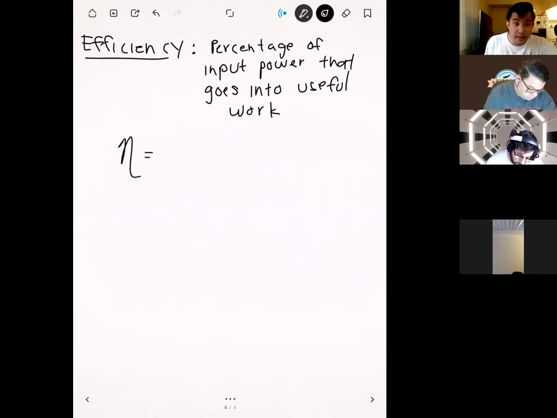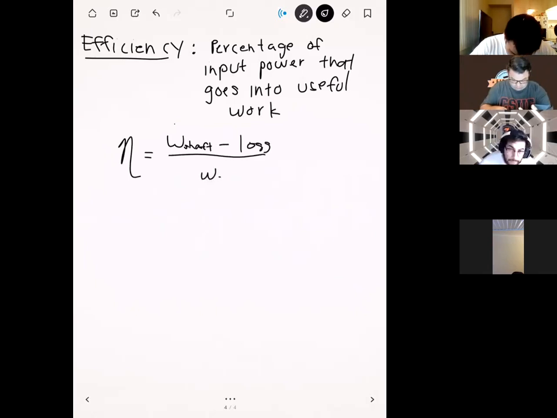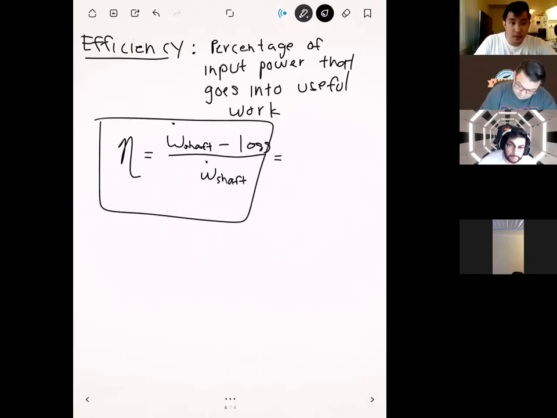The way that we define efficiency is like this. We give it the symbol eta. We compute it by taking our W dot shaft, which is our input power, and we subtract the loss from it. Then we divide by the input power again, so this gives us the percentage. You can think of the top as the amount of useful energy that we're getting out: the input power minus the losses, divided by the total amount of power that we're plugging in.